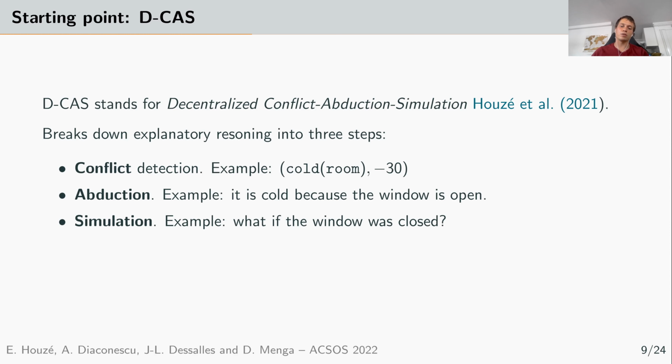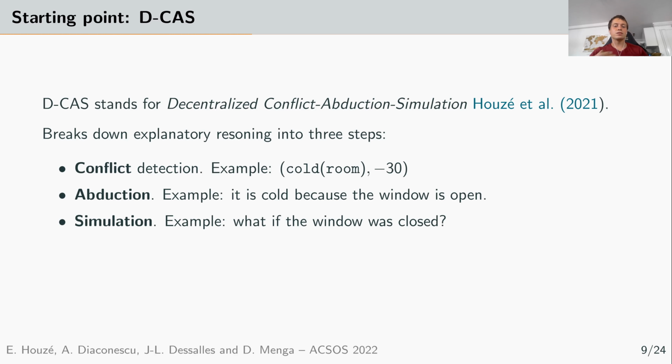So if I say that the room is too cold, I match it with the conflict written down as cold room, so we have a Boolean proposition that is true, and then a score, which indicates the strength of the conflict, the strength of the inconvenience, for instance. So here, -30 indicates that I don't want the room to be cold, so that's why it's negative.